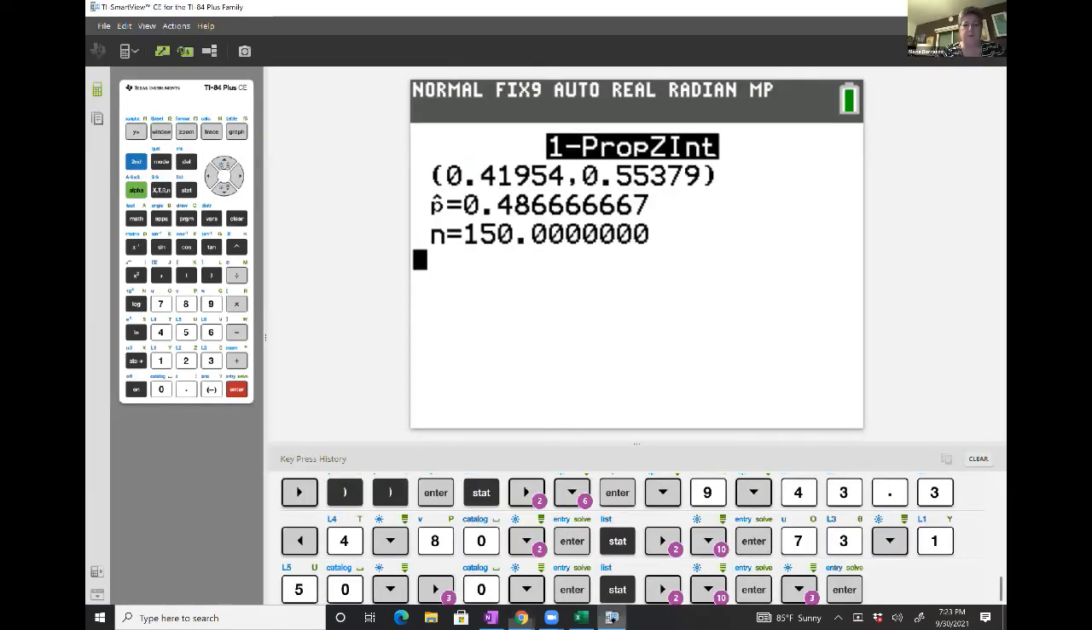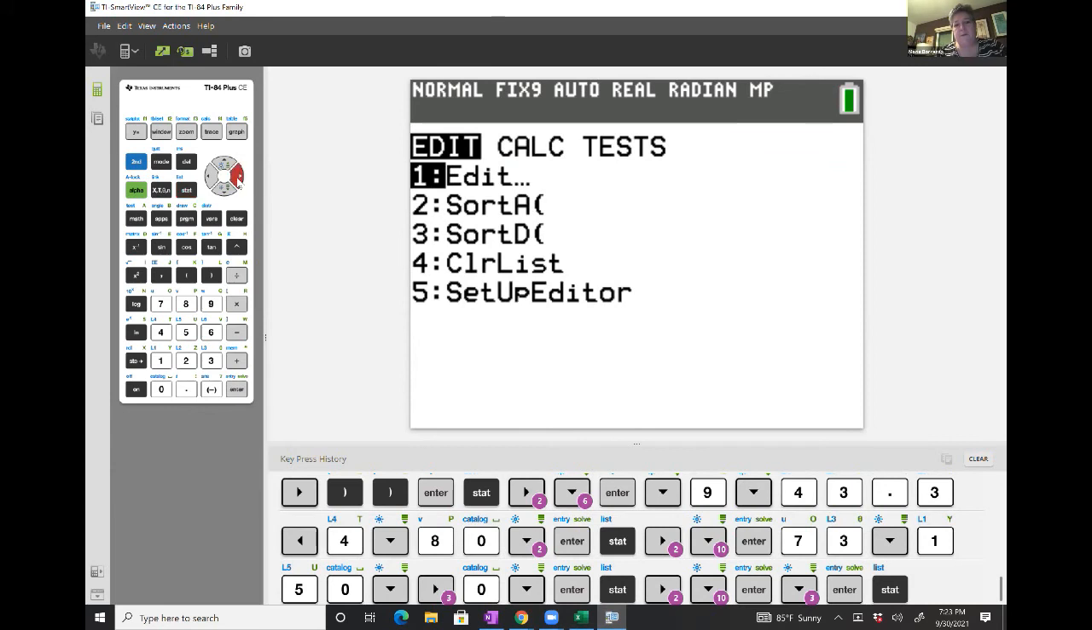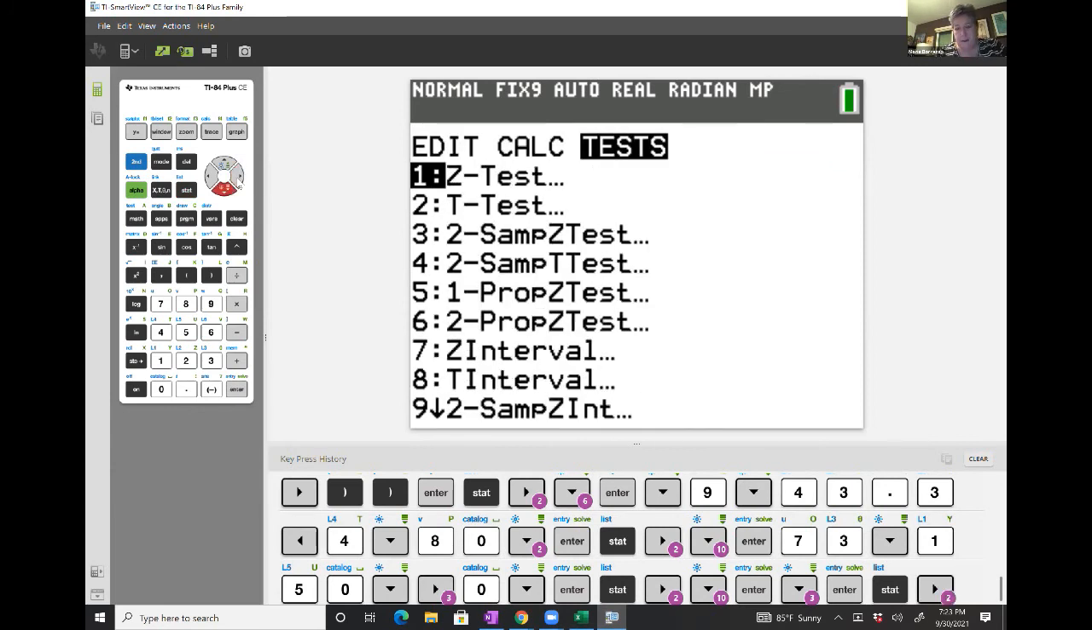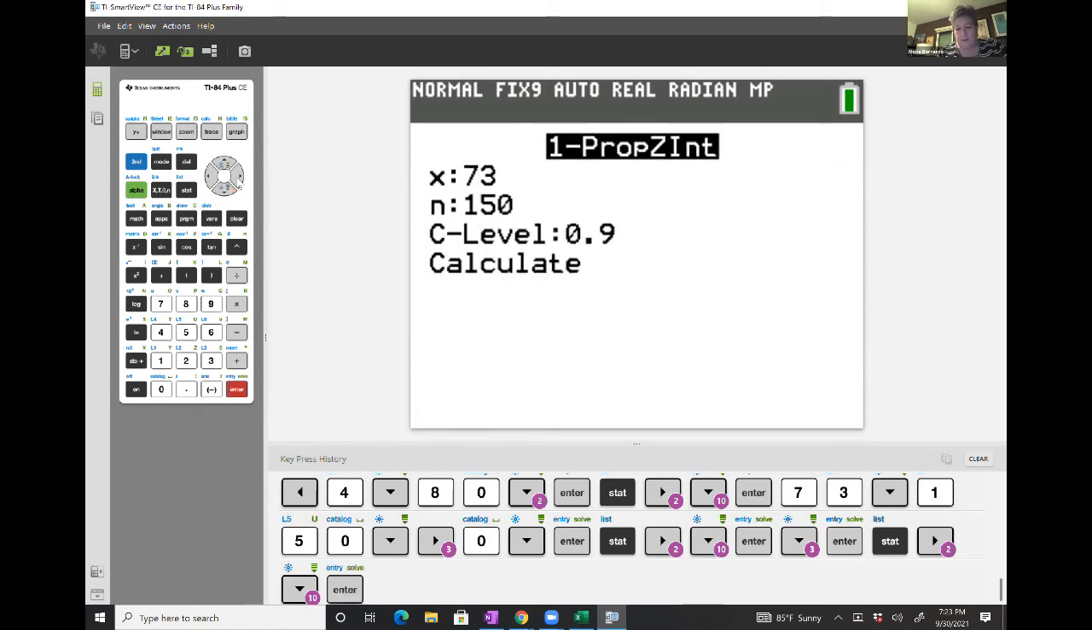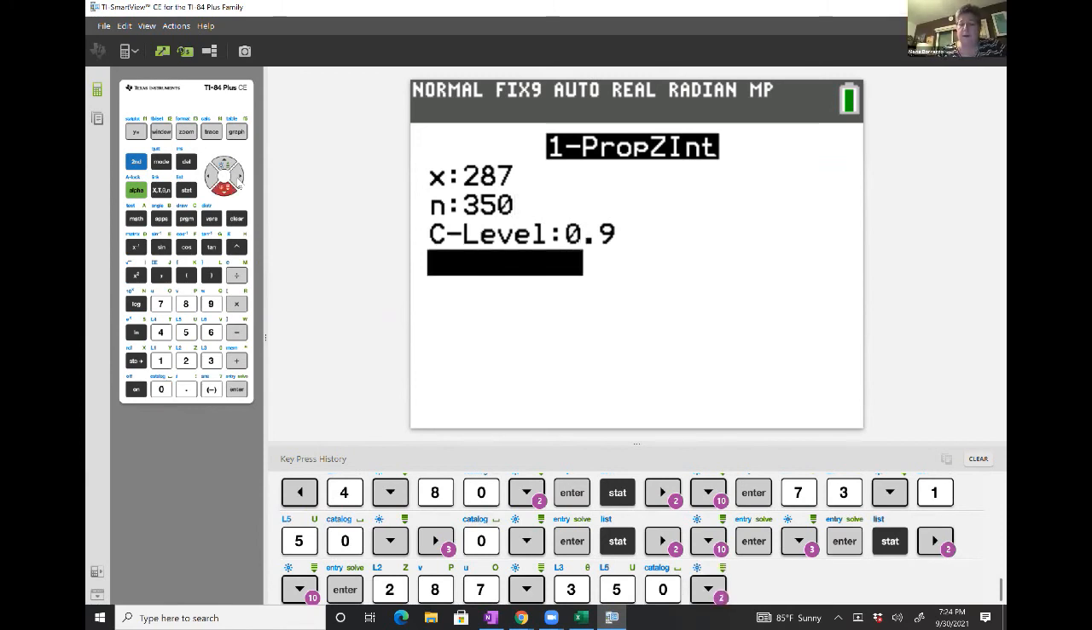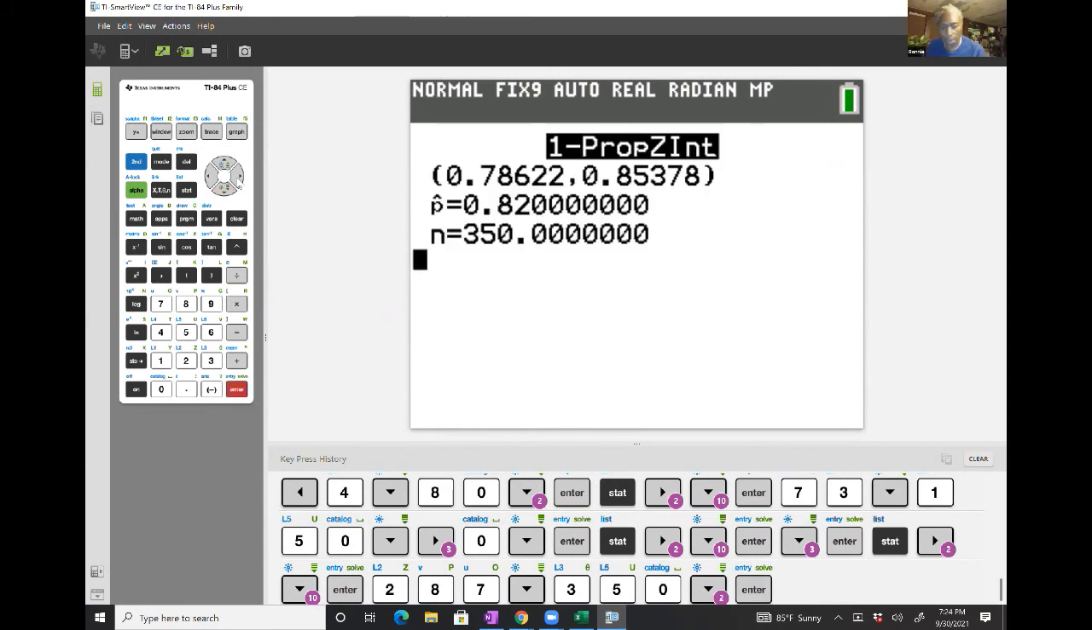I'll do it on the screen if you want. I'm gonna go to stat, go over to test, and scroll down to 1-PropZInt. Always follow, wait a minute, I was at the wrong place. 1-PropZInterval, remember that. 90% confidence, calculate, there you go. That's why we round this to 0.79, because that's a 6 after the 8.